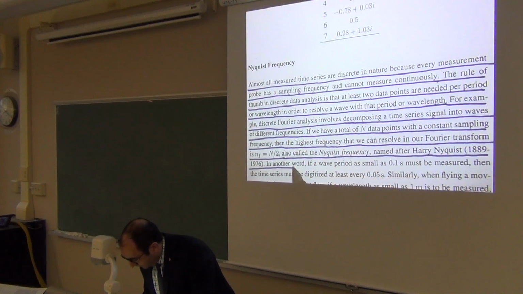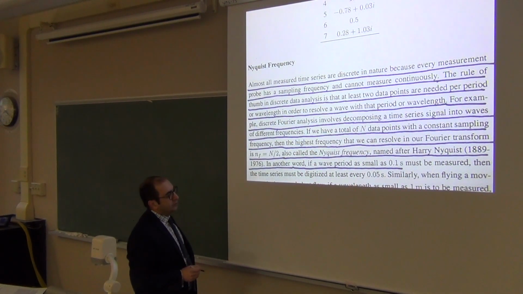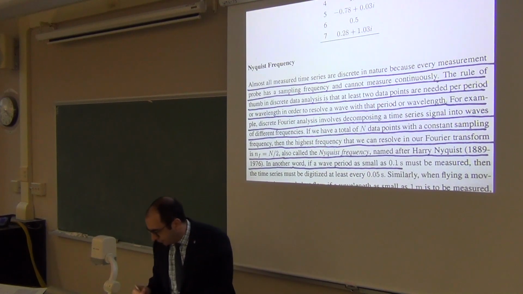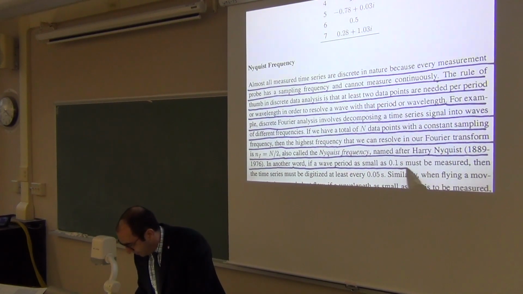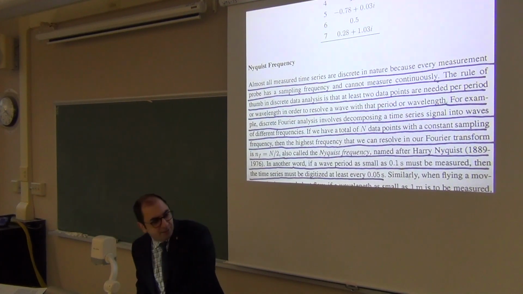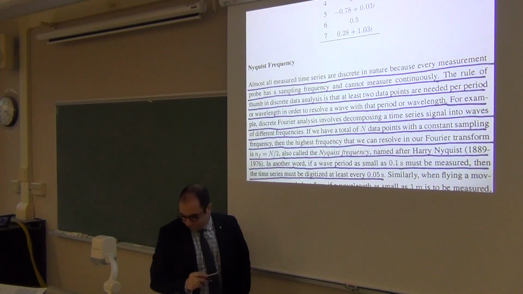Here's some example. If a wave period is 0.1 second, how fast should I be measuring the physical phenomenon to be able to resolve that wave? Well, I should be measuring twice as fast, which means that I need time series digitized at least every 0.05 seconds, so 1/2 of this period.